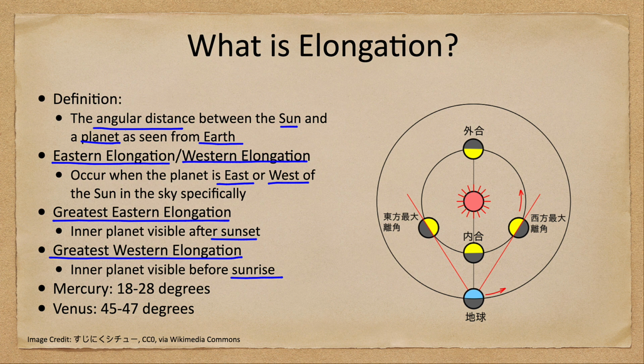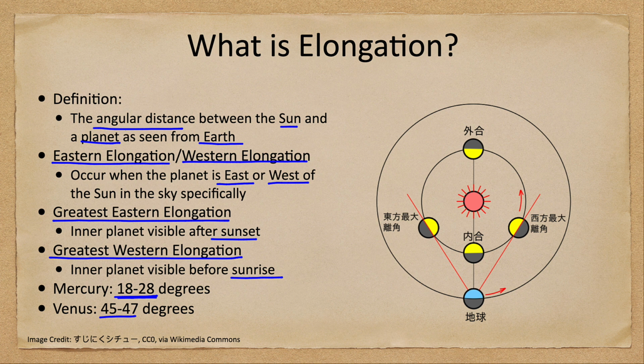Now, how large are these? Well, it depends on the planet. There are two planets that are closer to the sun than Earth, and that would be Mercury and Venus. Mercury, with a highly elliptical orbit, can range in elongation between 18 and 28 degrees. Now, that is not all that far above the horizon. As comparison, Venus is about 45 degrees. That's about halfway between the horizon and the zenith, straight overhead. Mercury can be only about a quarter or less of that distance.